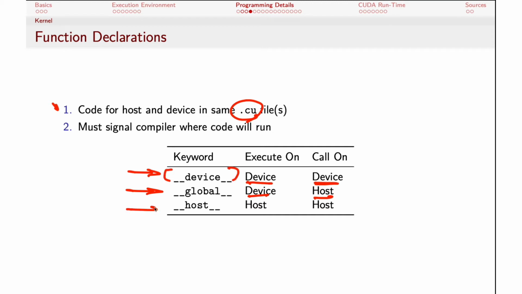And then we can also, if we want, prefix a function with the host keyword, and that's just run on the host and called from the host. So it's just an ordinary function. And this is the default case.